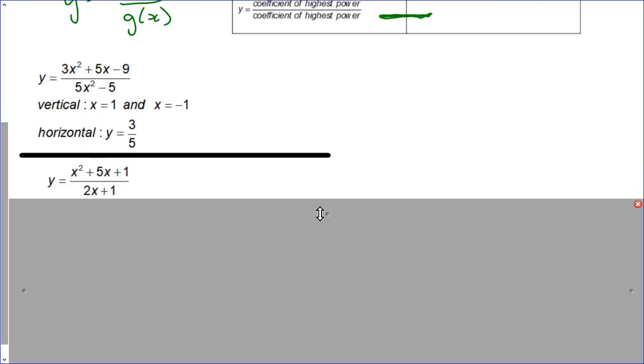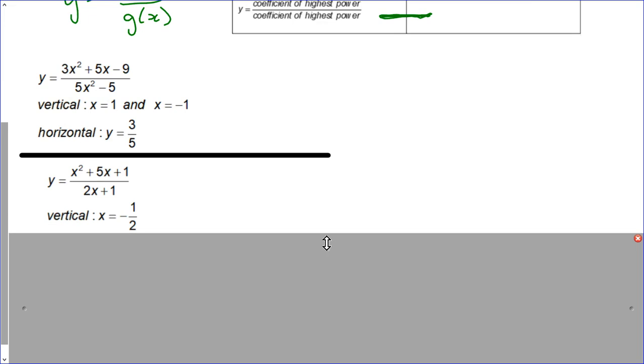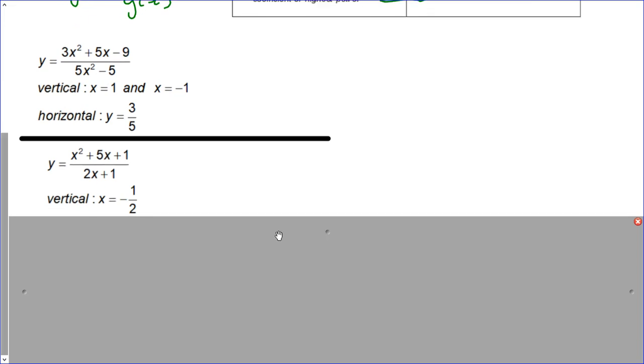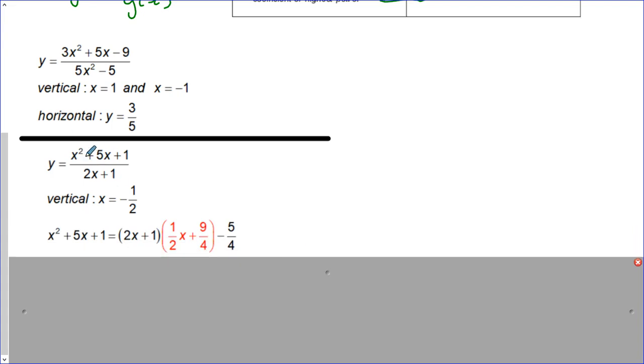This one has a higher power on the numerator than on the denominator. It will have an oblique asymptote. It will have a vertical asymptote of x equals minus a half. Right, let's look at this oblique asymptote. So what I'm going to do is try to generate the numerator by multiplying the denominator by something. And I need to get this right down to the value of the x's.